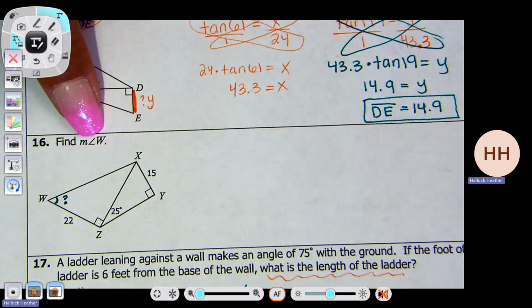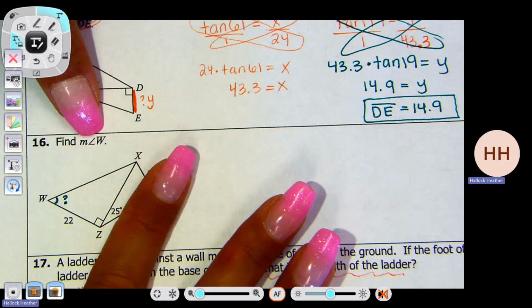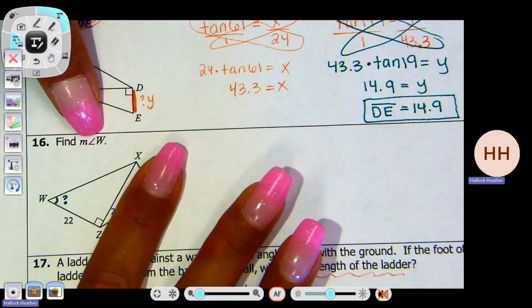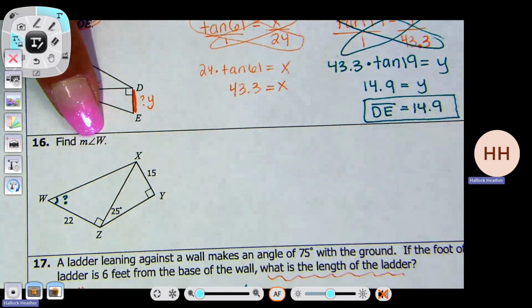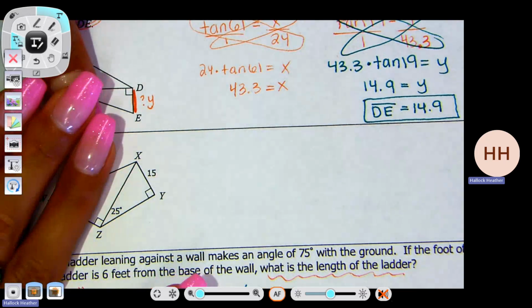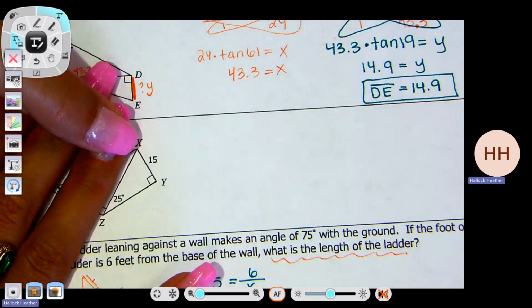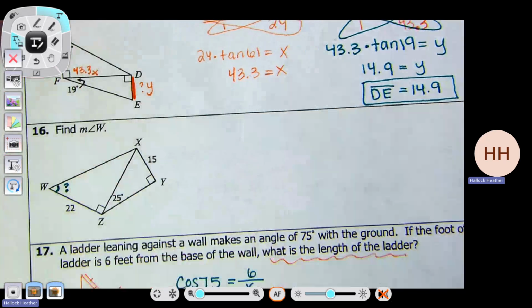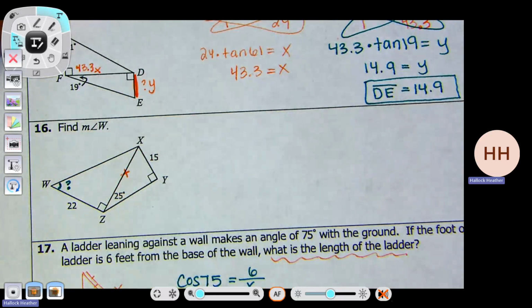Okay, so if I'm trying to find that, I can look there, if that's your first instinct. You have a 22 and a question mark. You don't have enough information, so we have to use the other triangle first. Where would it make sense for me to put an X that will help me on the other triangle? The hypotenuse. So this side right here, XZ. I'm going to put an X there because that's going to help me for both triangles.